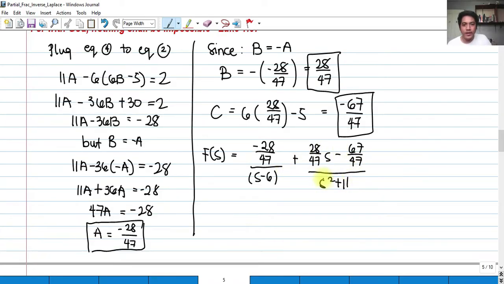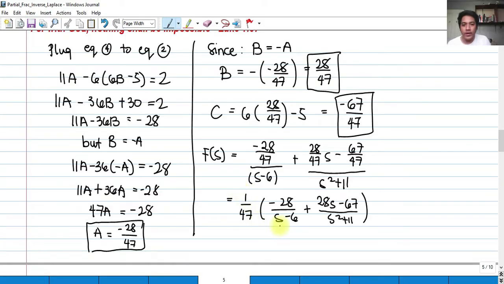So as you can see here, they have the common factor 47 on the denominator. So this can be rewritten with the 47 on the denominator, and then we can factor out 1 over 47. So if we factor out 1 over 47 for our equation to look clean, that should be 1 over 47 times negative 28 over s minus 6, plus 28s minus 67 over s squared plus 11. Okay, so we factor out 1 over 47.